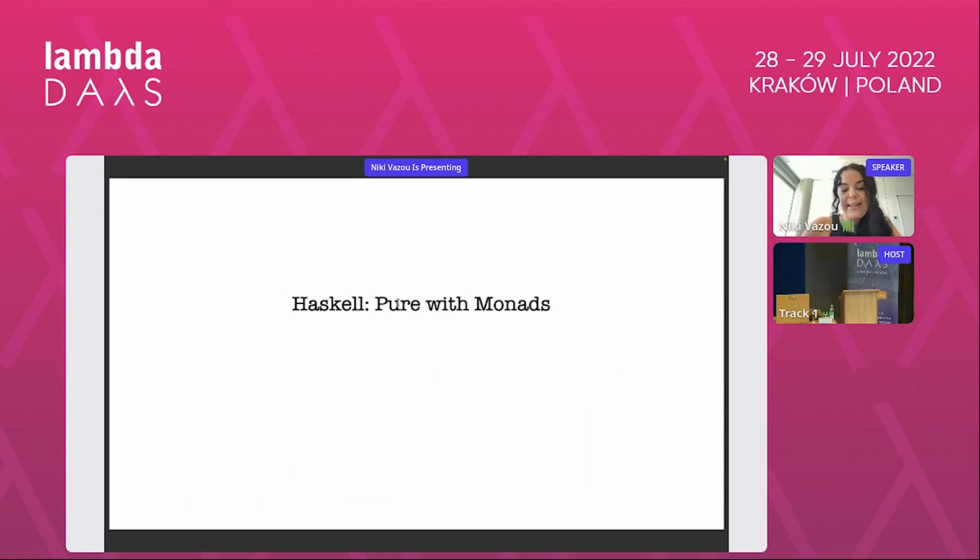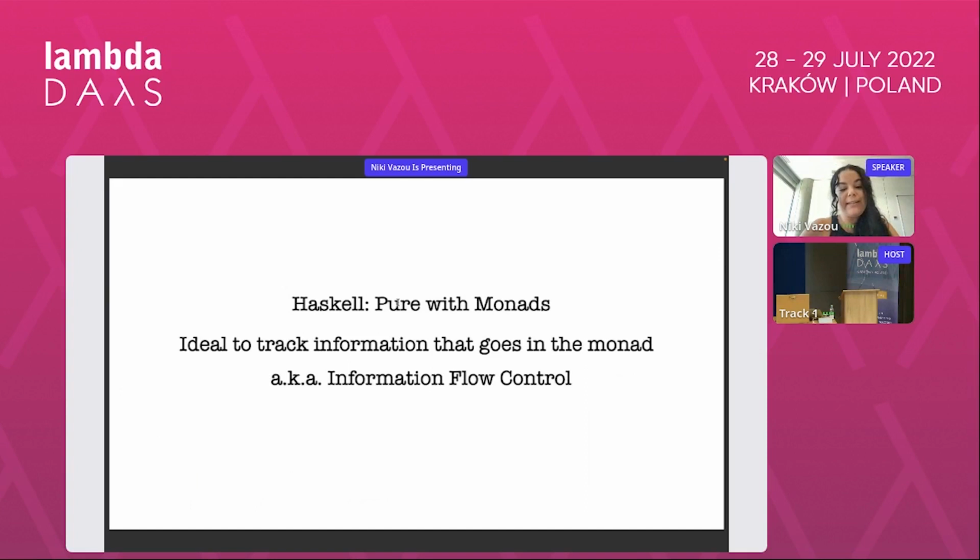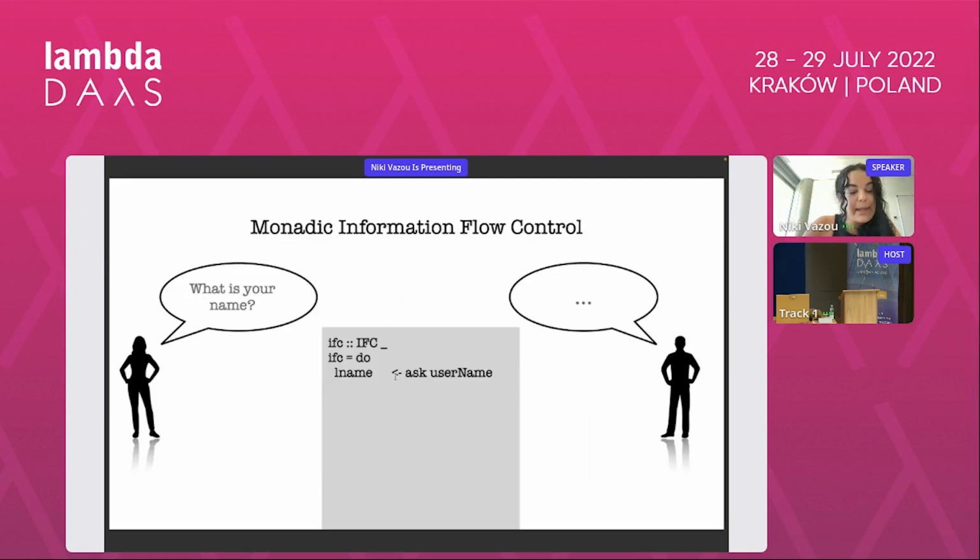And this setup of being pure with monads is basically the ideal scenario to do information tracking. And this is because the monads can track exactly the information that they are using. And I'm going to explain that with an example.